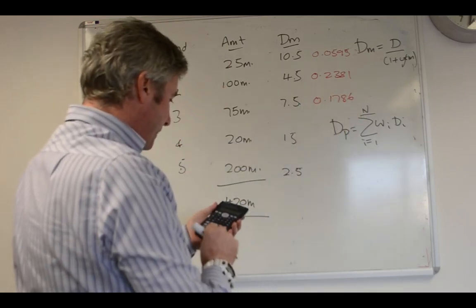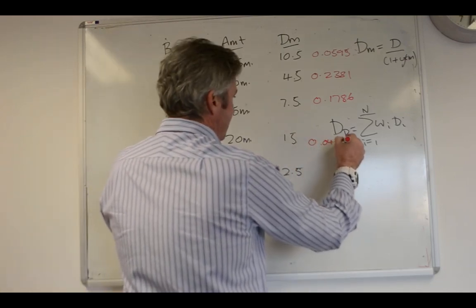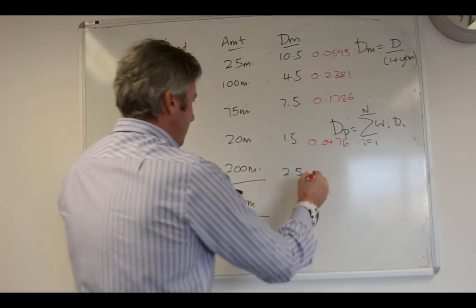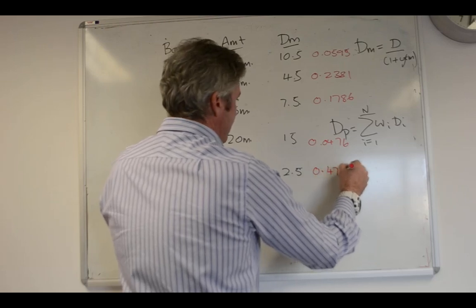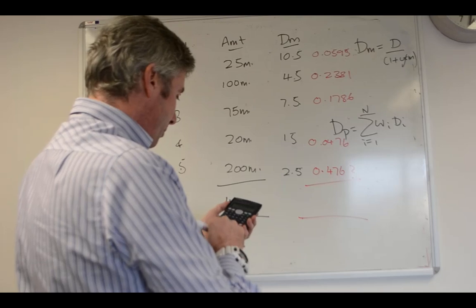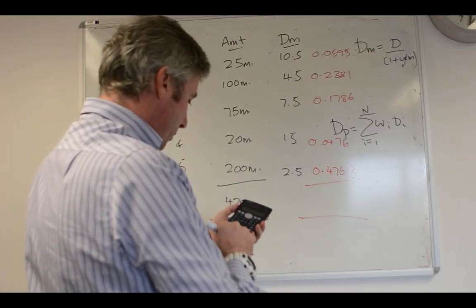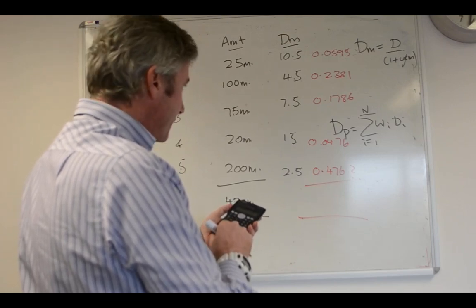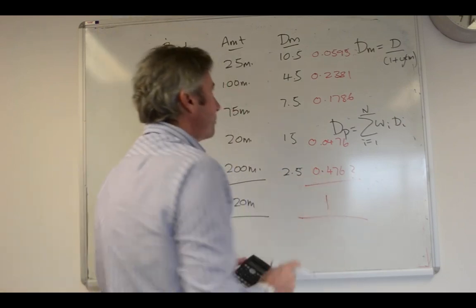20 divided by 420 is 0.0476, and 200 divided by 420 is going to be 10 times that one, 0.4762. Just to make sure I haven't made any mistakes, I'll just add all of these together. 0.0595 plus 0.2381 plus 0.1786 plus 0.0476 plus 0.4762, and this sums to 1.